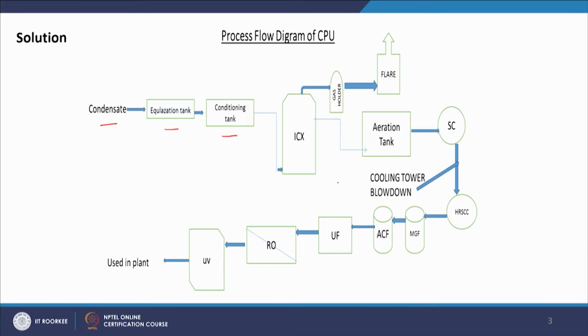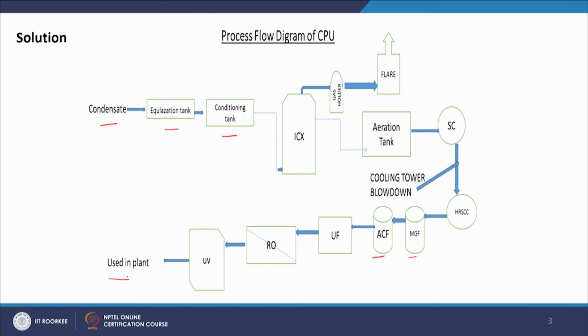So, that directly does not enter into the equalization tank, it enters here with the treated water after secondary clarifier and then in the HRSCC both streams are added. So, here in HRSCC we are getting another settling. So, the clarified liquid is passed through the tertiary treatment unit. So, this is our MGF and ACF, multigrade filter and activated carbon filter, then it goes to UF, RO, UV and then used in the plant.